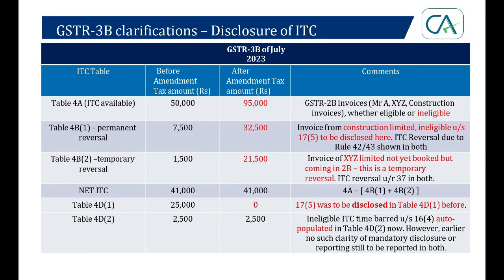No, we don't need to disclose, because the block credit we have already disclosed in 4B1 permanent. Permanent is 32,500, that is 25,000 plus 7,500. We've already disclosed it in 4B1. Why will we disclose it in 4D1?